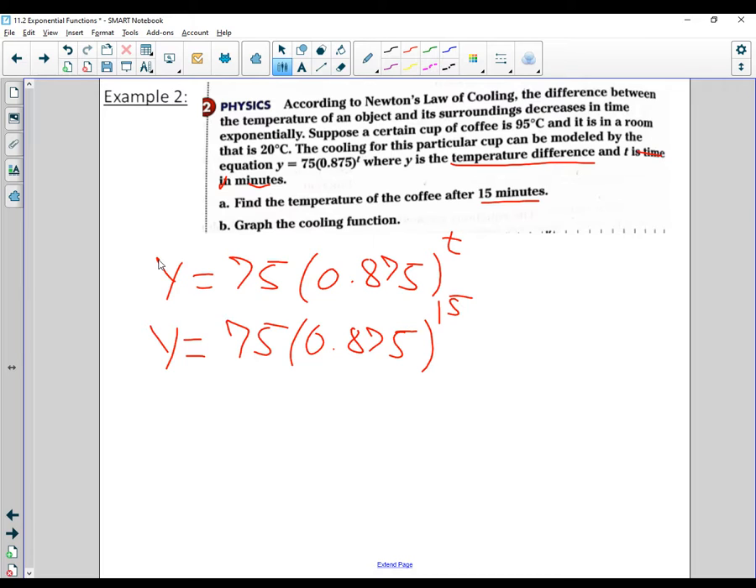Quick, someone in your head, what's 0.875 to the 15th power? Oh, you guys do that. So that's what 0.875 to the 15th power is, and we multiply it by 75. Oh, that's good. 10.12.